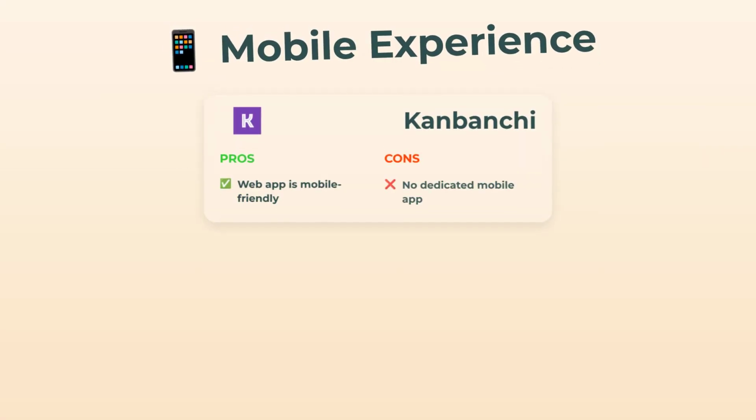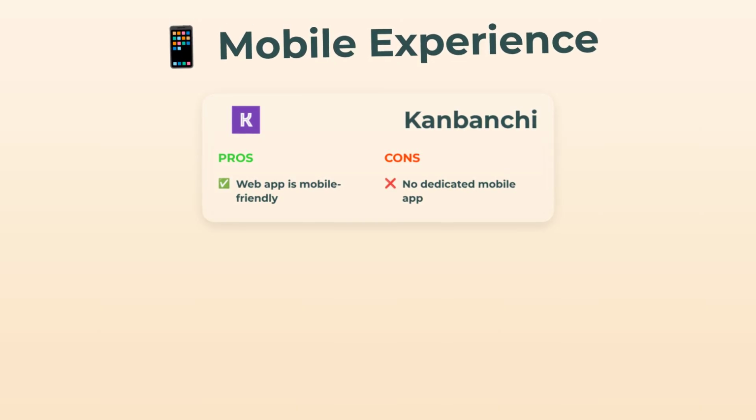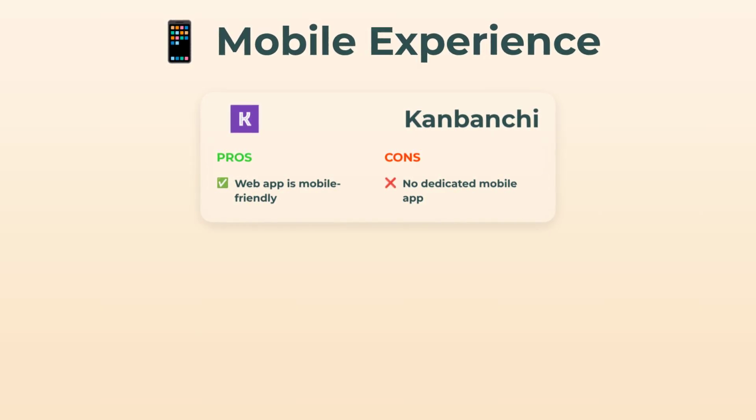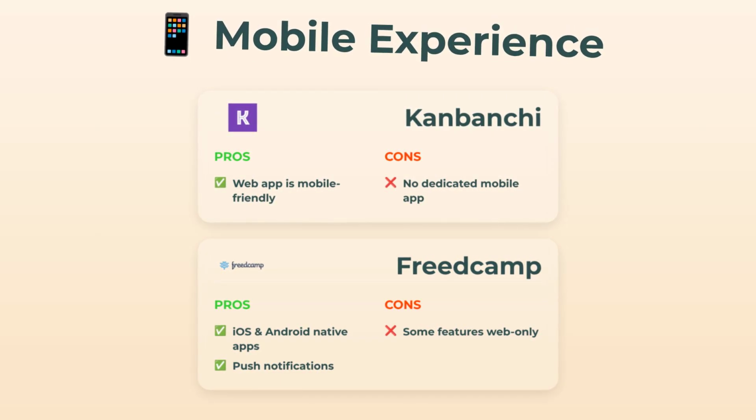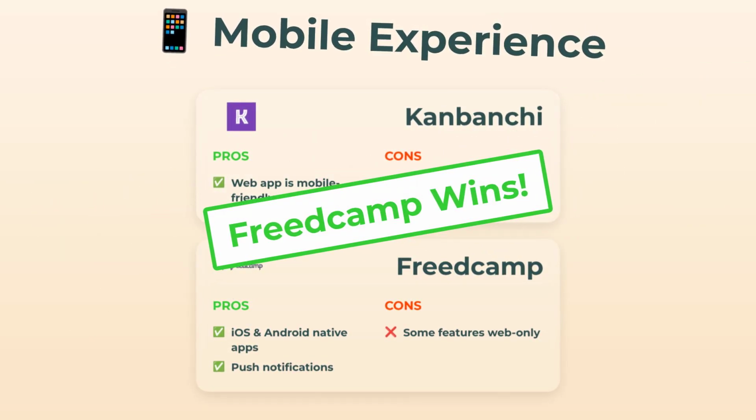Mobile experience. Okay, so this one's an easy contrast. Kanbanchi is fine on your phone's browser, but there's no dedicated mobile app. If you live on mobile or love app notifications, that's a miss. Freecamp has solid native apps for both iOS and Android plus push notifications. Not every feature is there, but if you need stuff on the go, Freecamp's the winner without question.